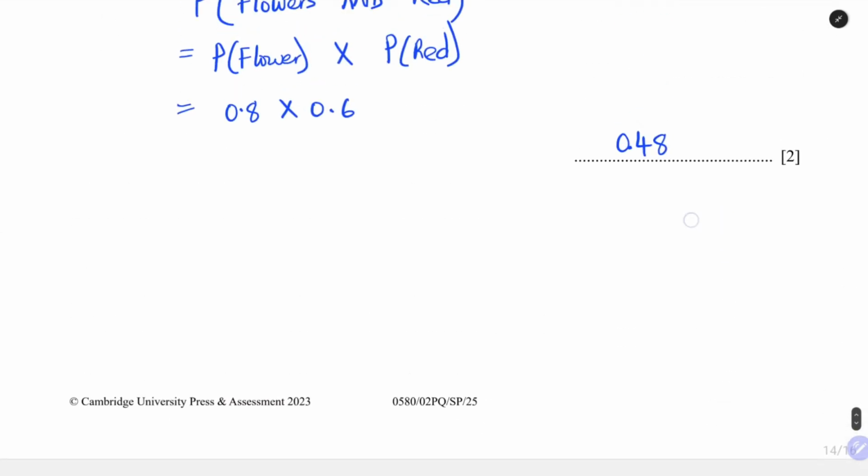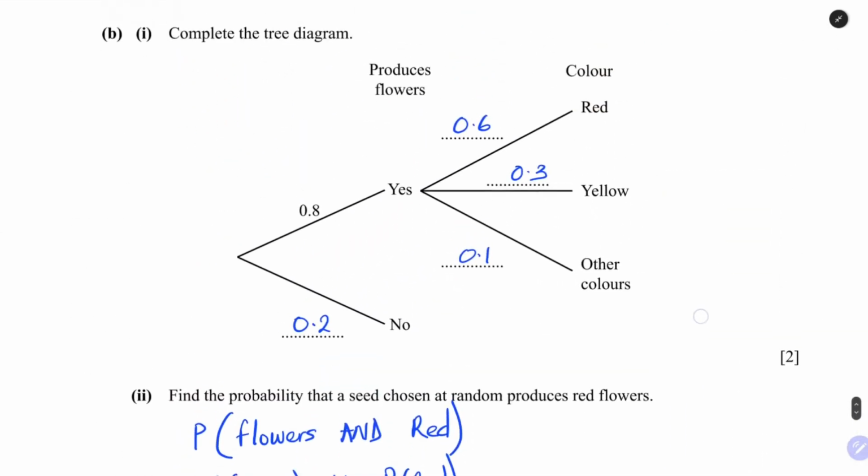If we look at the possibilities on our tree diagram here, if it produces red, produces yellow, it flowers and produces red, will be 0.8 times 0.6. Flowers and produces yellow, 0.8 times 0.3. Flowers and produces other colors, will be 0.8 times 0.1. But now they're asking us the probability that it does not produce red flowers and does not produce yellow flowers.